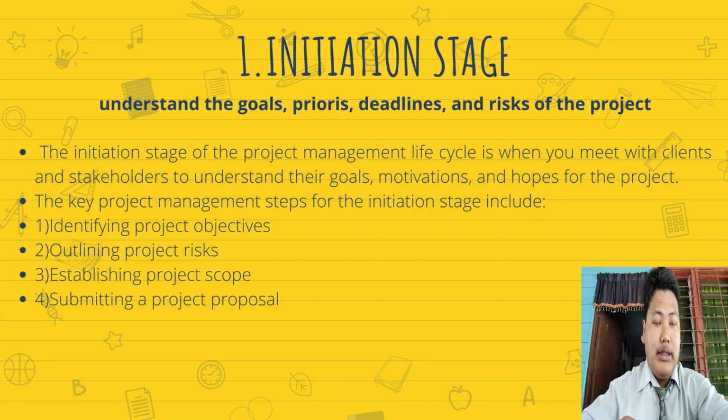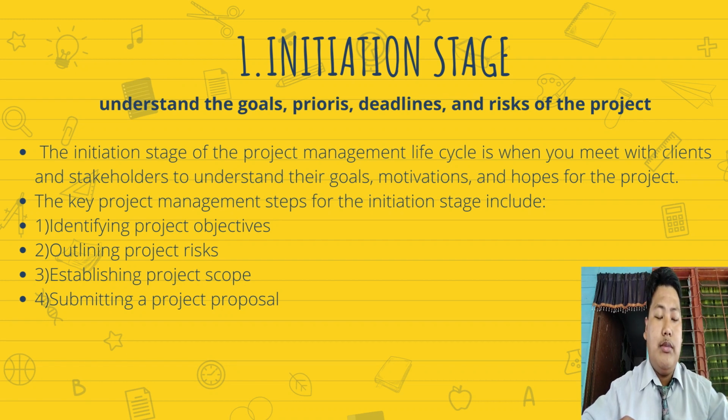The first stage of the project life cycle is the project initiation stage. Understand the goals, priorities, deadlines, and risks of the project. The initiation stage is when you meet with clients and stakeholders to understand their goals, motivations, and hopes for the project. During this stage, the aim is to hash out the high-level goals that must be met for you to consider the project a success.